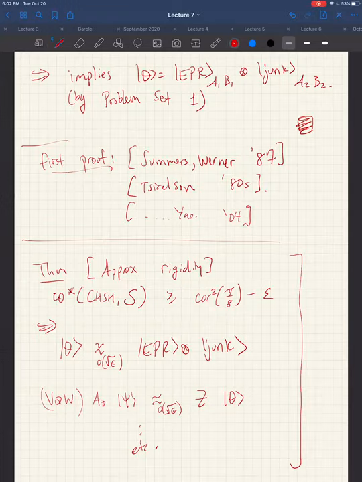Okay, so we're at the hour. So that's it. Next time we're going to use this as a black box to start commanding our quantum computers to do the right thing in a verifiable way.